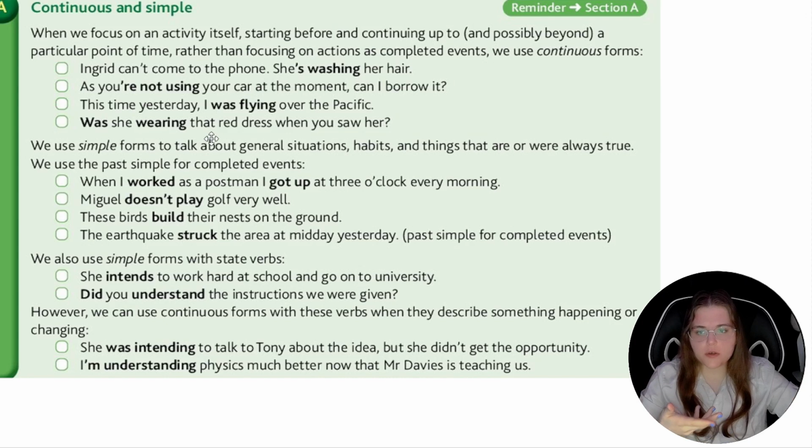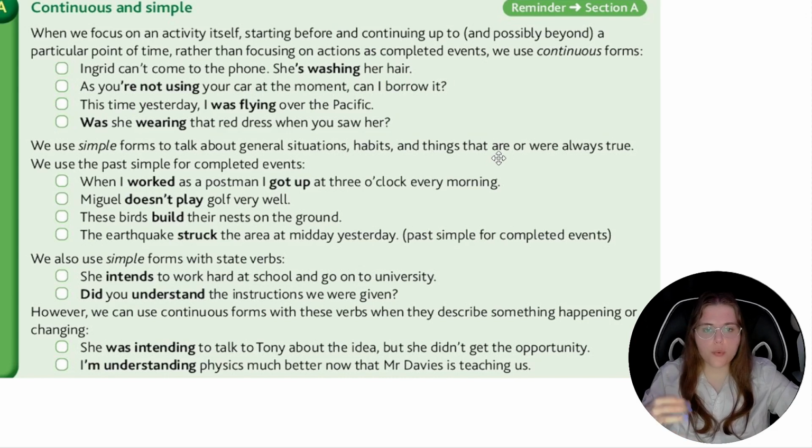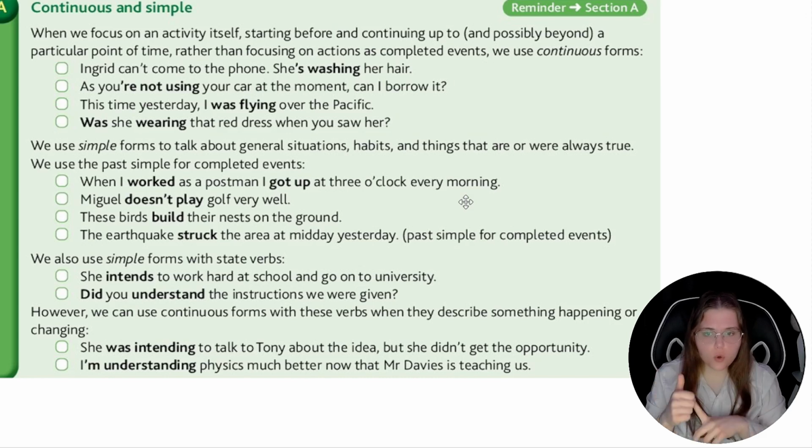Was she wearing that red dress when you saw her? You saw her, a particular moment in the past. So, was wearing. We use simple forms to talk about general situations, habits, and things that are or were always true. We use the past simple for completed events, which have no duration at all. When I worked as a postman, I got up at 3 o'clock every morning. When I worked, I got up every single day at 3 o'clock and so on.